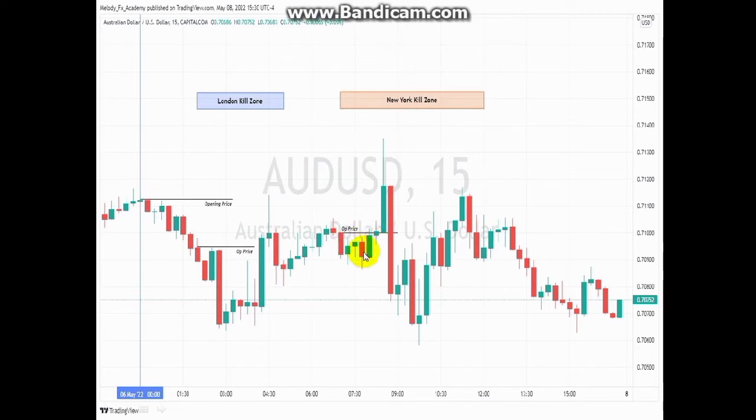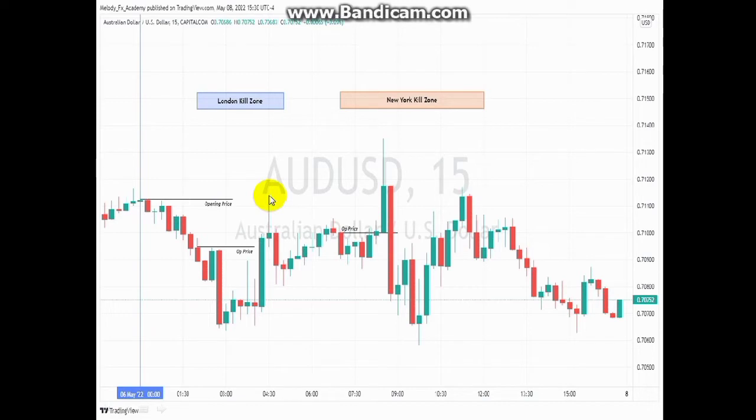Remember, my bias was bearish, and I'm expecting, for the London opening price, a movement above the 12 a.m. opening price, creating the power of 3. Since I'm bearish, I was expecting a move above the 12 a.m. midnight opening price. As you can see, we had none of that right here.